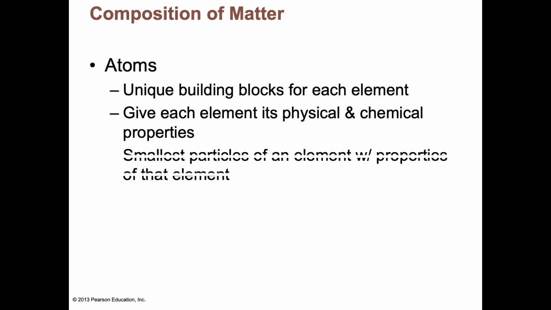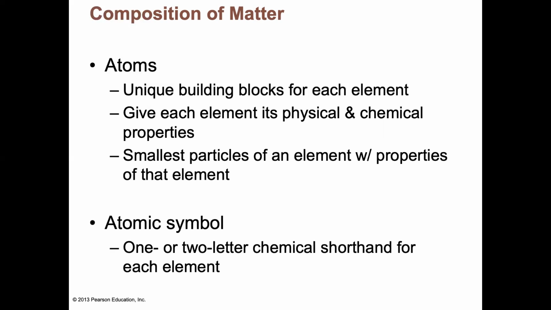The atom is the smallest unit of an element, okay? It's the tiniest piece of an element that can't be broken down any further, okay? So it still has the chemical and the physical properties of a bigger chunk of that element, all right? But we can't go any tinier than the atom, all right?